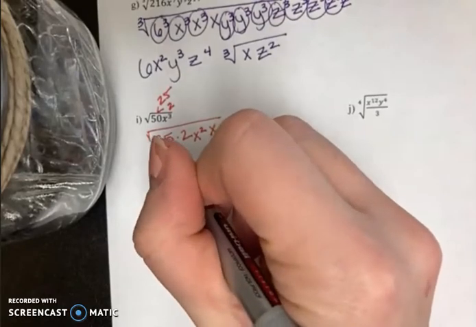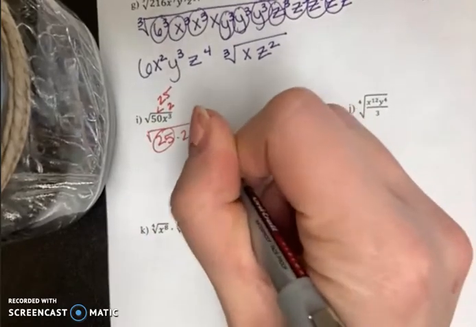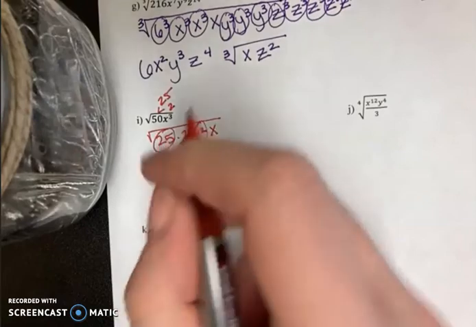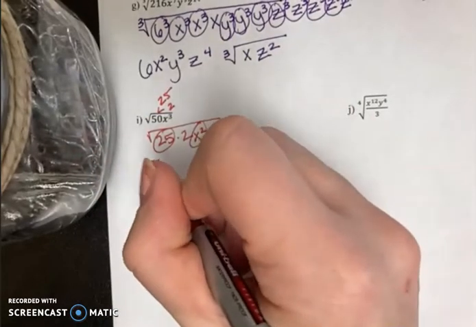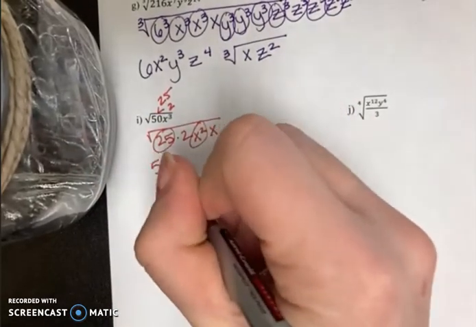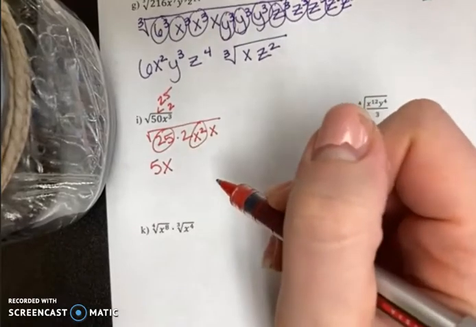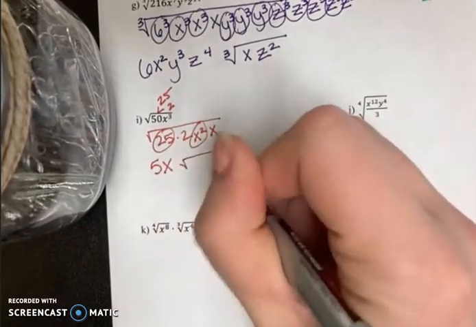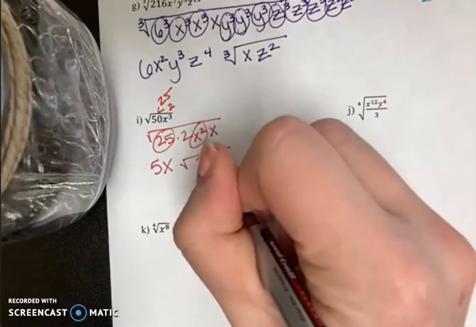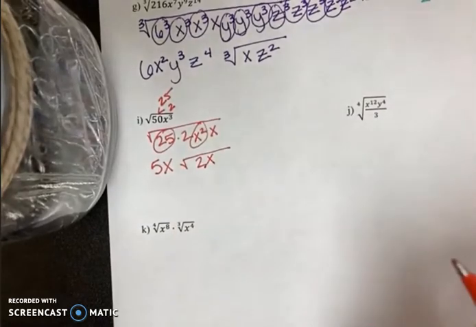All right, let's pull out the perfect squares. So 25 is the perfect square of 5, and I could pull out one of my x's. Underneath the square root, I need to write what remains. So that's 2x. And that'd be your final answer.